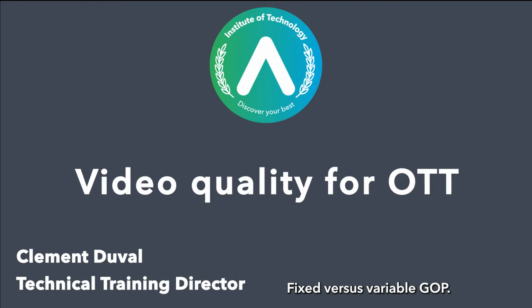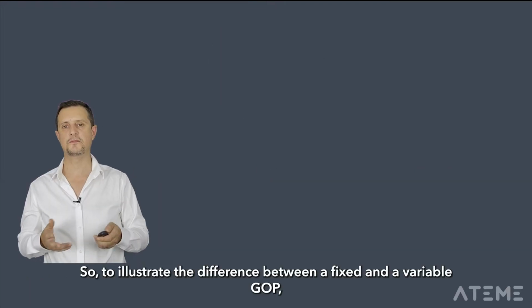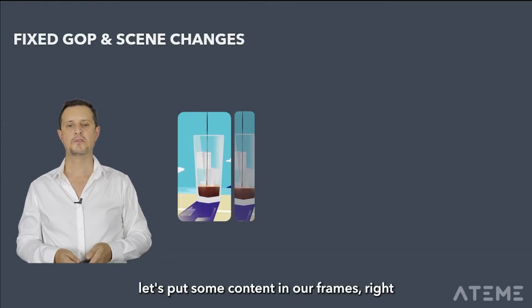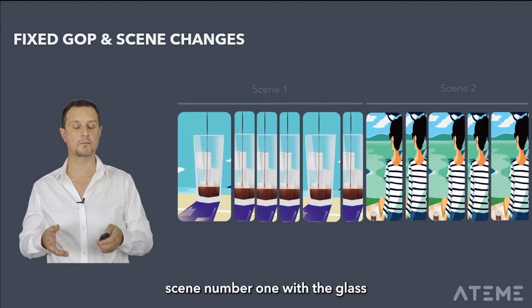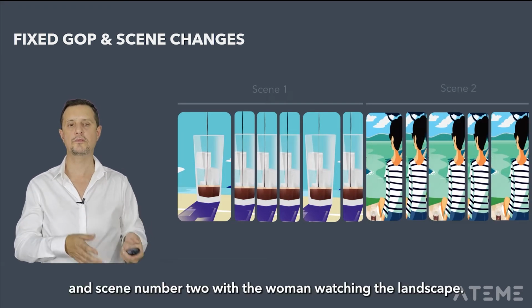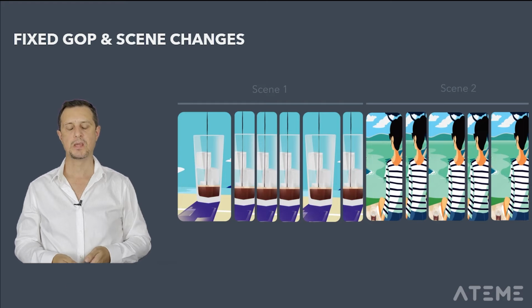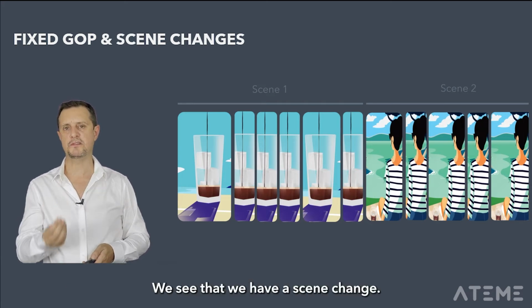Fixed versus variable GOP. To illustrate the difference between a fixed and a variable GOP, let's put some content in our frames. Here we have two scenes: scene number 1 with the glass and scene number 2 with the woman watching the landscape. So here, what do we see? We see that we have a scene change.